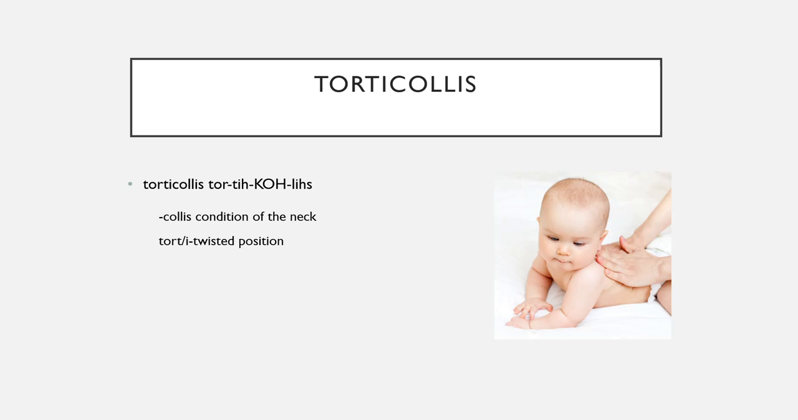Torticollis. Collis is a condition of the neck. Torto is twisted position. So a torticollis is an acute, often painful condition characterized by sustained contraction of the muscles of the neck. And they're usually one-sided, and they cause the head to tilt or turn sideways. So a tight muscle on one side of the neck, sometimes called a crick in the neck.